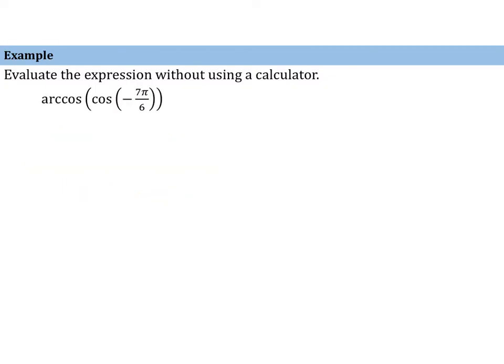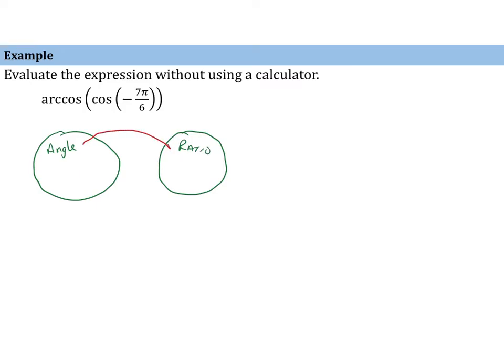So let's look at arc cosine of negative 7 pi over 6. Again, until I get my bearings, I'm going to draw this diagram because I find it helpful. You may or may not find it as helpful as I do, but this is how I think about it. Angle, ratio. And I'm going from my angles to my ratios here by the cosine function, and then I'm going back by the arc cosine function. Remembering that there is a restriction on the output of the arc cosine function.